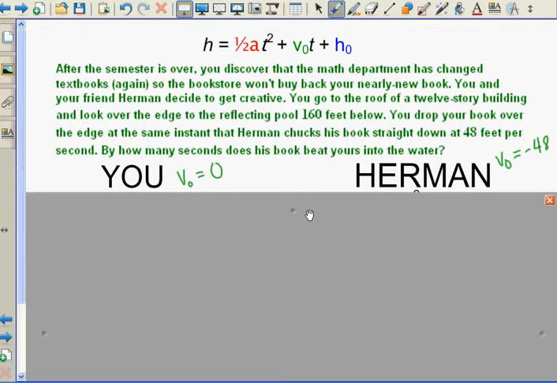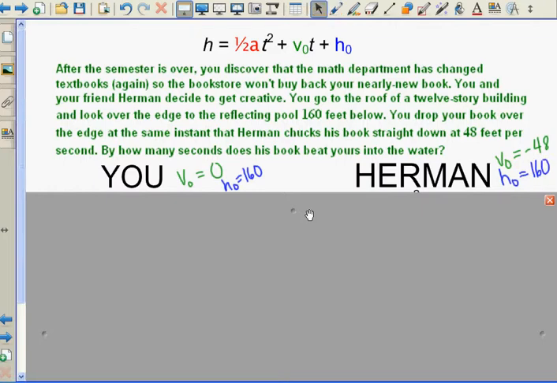Both of you are standing on top of this 12-story building, and it says the reflecting pool is 160 feet below you. So your height is 160 feet above. So is Herman's. You're both standing there together, so you both have the same initial height. And then you also both have the same gravity.